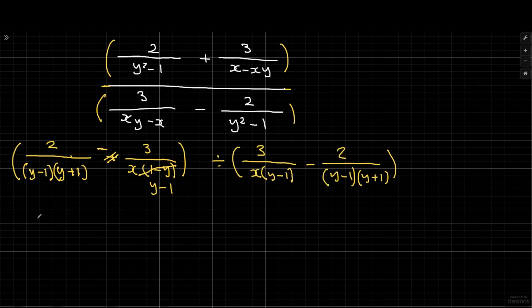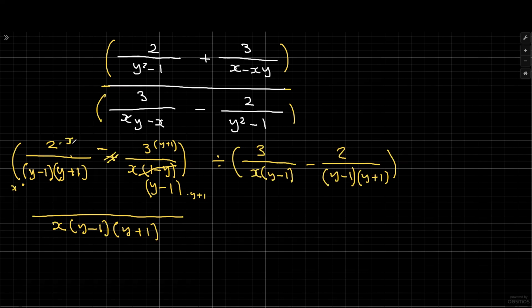So the first thing we're going to do with the first one here is find a common denominator, and my common denominator is going to be x, y minus 1, and y plus 1. This has the x and the y minus 1 already, but it's missing the y plus 1. So if I multiply this by y plus 1 and do the same thing to the top, then we have the common denominator for that. And here, it's missing the x, so I'm going to multiply this by x, and do the same thing to the top.